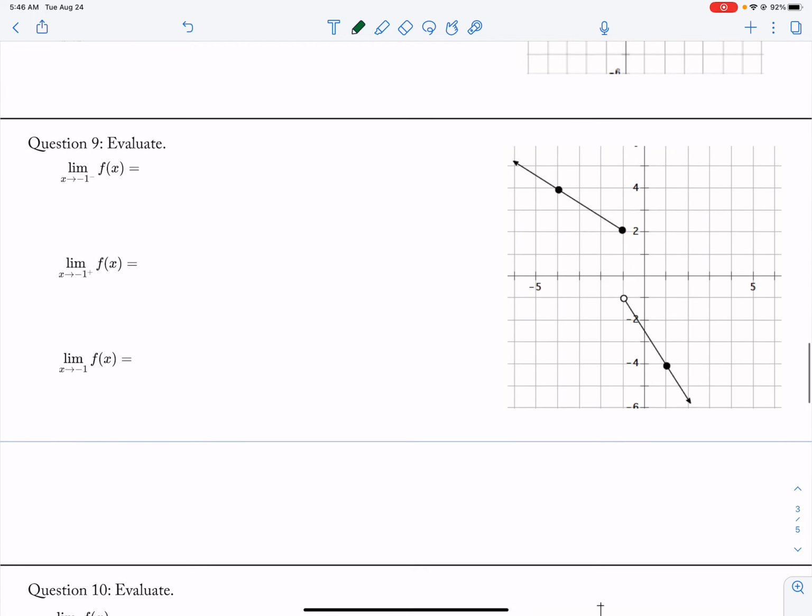Here again, approaching from the left, I'm going to +2. Approaching from the right, I'm going to -1. Those are not the same, so the overall limit does not exist.